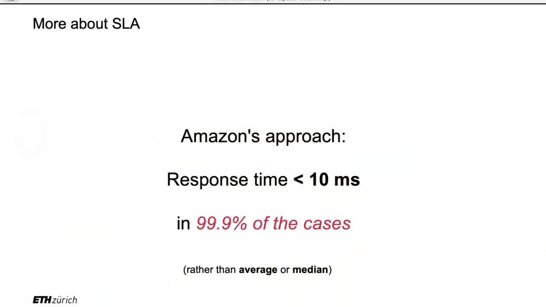How do you measure the guarantees on response times? Also with nines. We have a question.